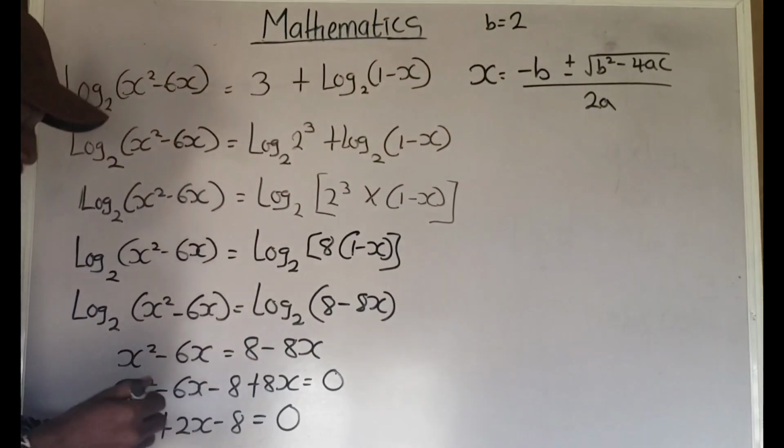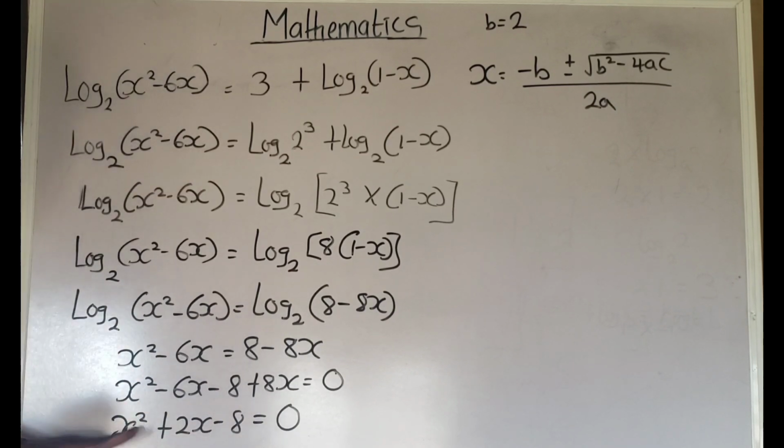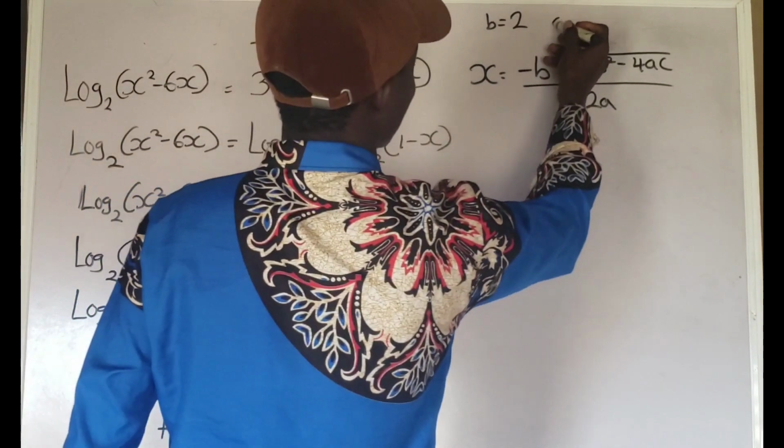Okay? Now, a is the coefficient of x squared. a is the coefficient of x squared. This is x squared. The coefficient of x squared here is what? 1. So a is equal to 1.